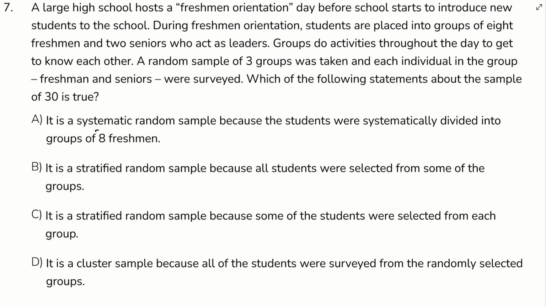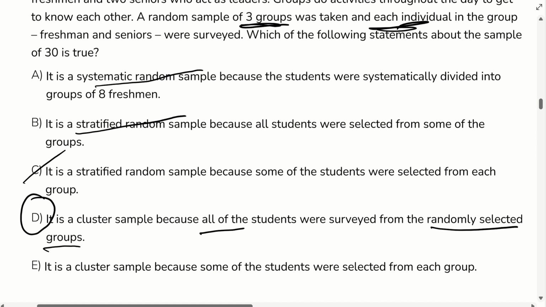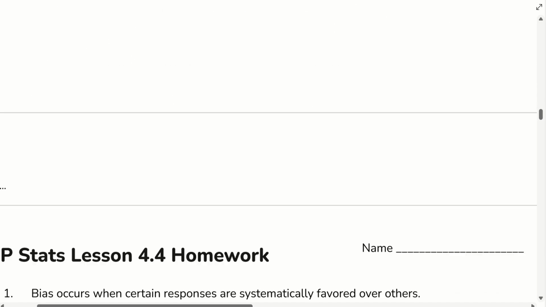It's a systematic sample. No, it's not systematic. Stratified random sample. All students were selected from some of the groups. Stratified is when, that's a cluster. That's not stratified. So that's wrong. It's a stratified sample because some of the students were selected from each group. No, it says all the students were selected from some groups, right? There were only 3 groups, and each person was selected from the group. So it's not that one. It's a cluster sample because all the students were surveyed from the randomly selected groups. Yeah, that's true. Okay, so the answer is D.